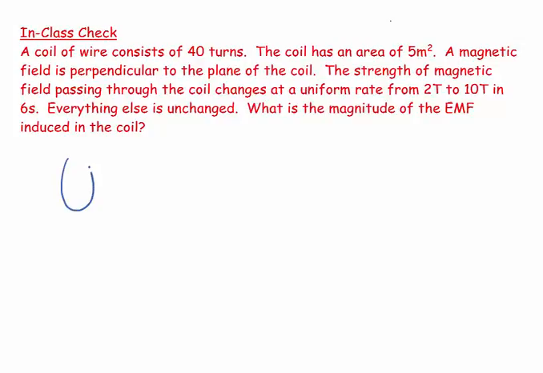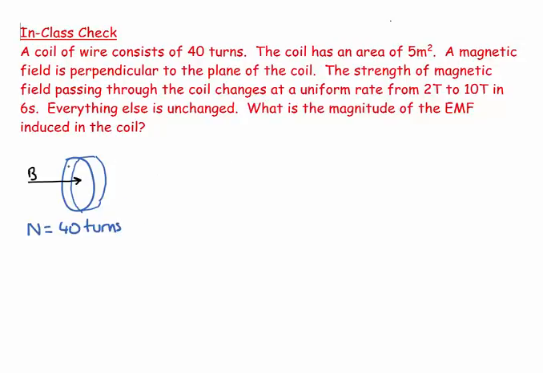So let's visualize. Here's my coil, and I have, let's do a different color, I have a magnetic field, flux lines, but I can represent it as a B vector, a magnetic field going through. And what I can say is that my number of turns is equal to 40 windings, loops, turns, it's all the same thing.